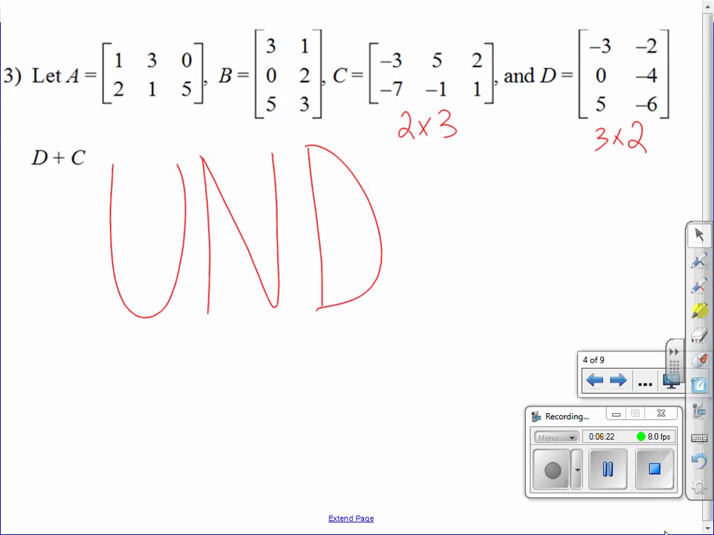Answer's undefined. Hey, I'm kind of lazy here. I'm not going to write the word out undefined every time I need to. I'm just going to do U and D. I encourage you to do the same thing. I'll know you're saying undefined and not underwear. Use U and D. All right, next example. Here we go.